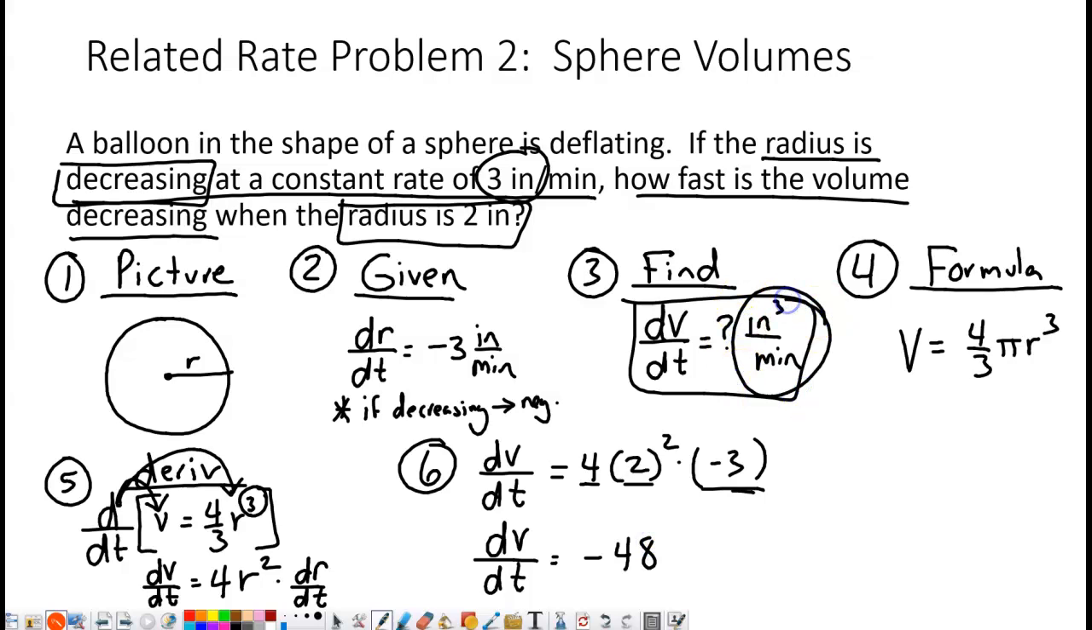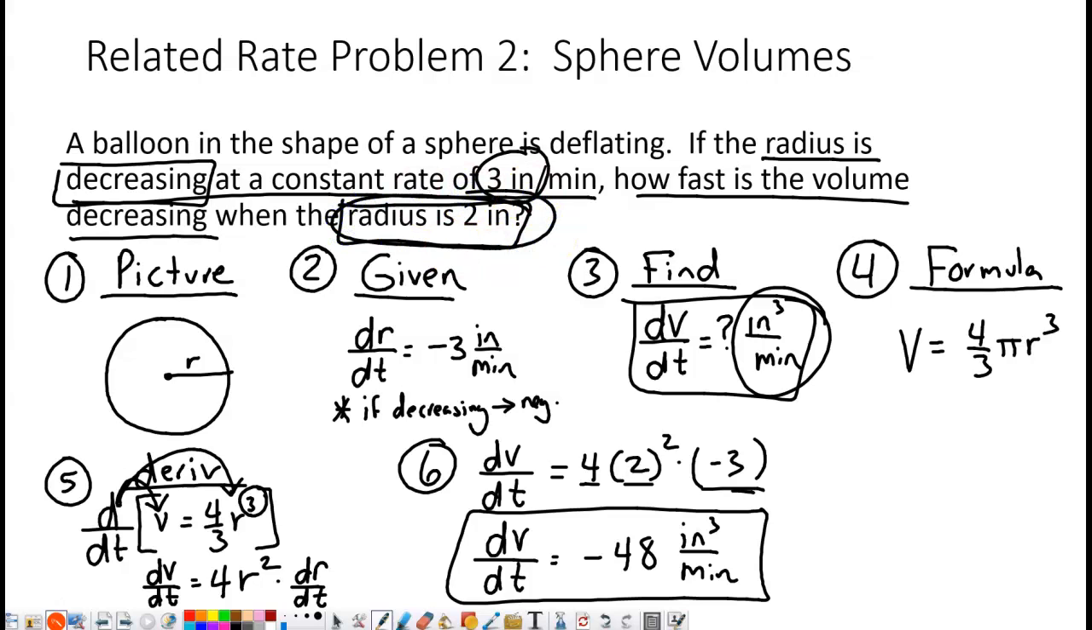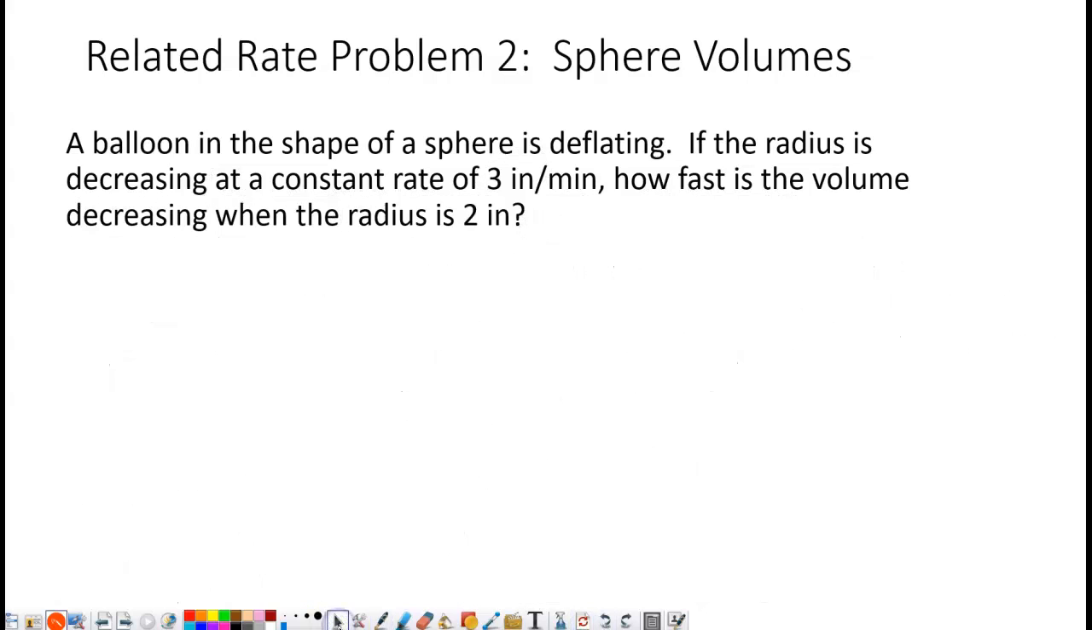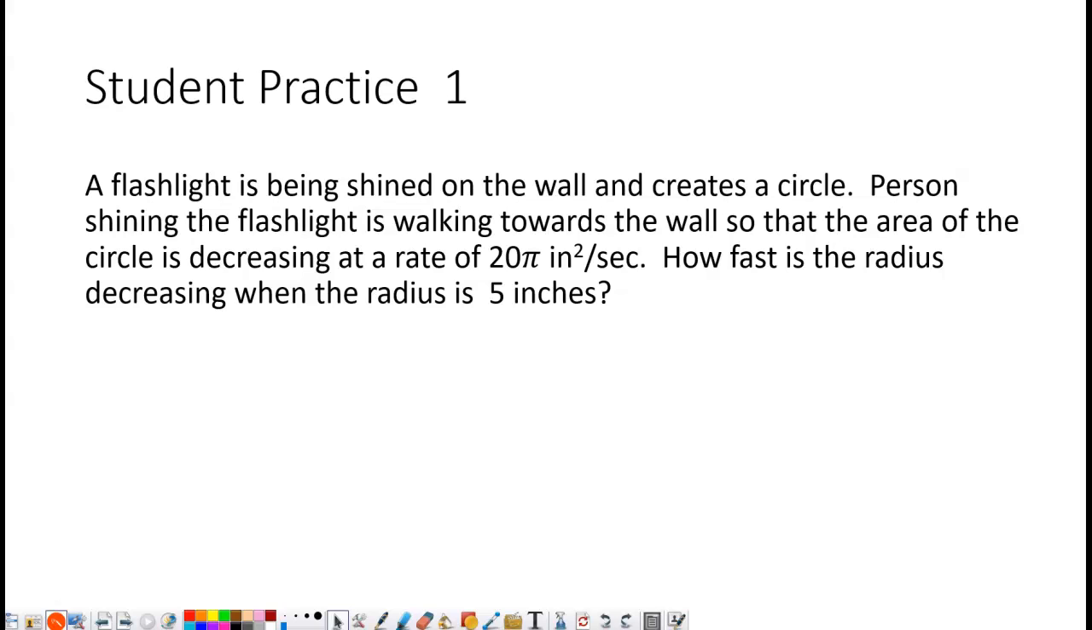And we want to include our units, cubic inches per minute. And so what this answer means is that we have a balloon that's deflating, and at the moment when that radius of the balloon is 2 inches, the volume is decreasing at a rate of 48 cubic inches per minute at that point in time. Okay? And so there is our answer, 6 steps. So I want you guys to try one of these. Go ahead and pause the video here and see if you guys can figure out the answer to this question.